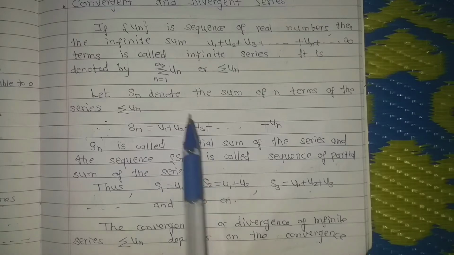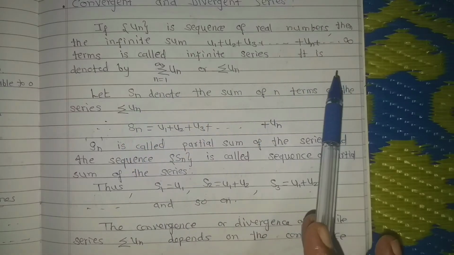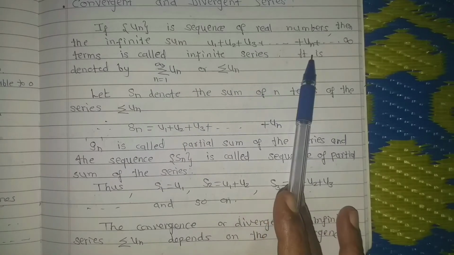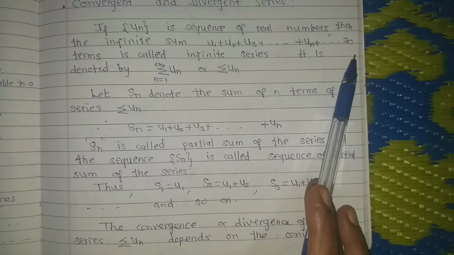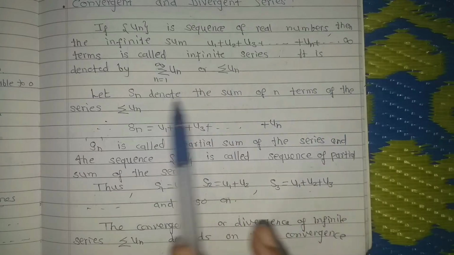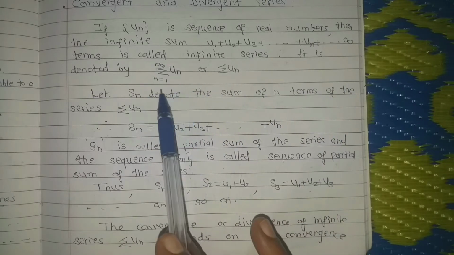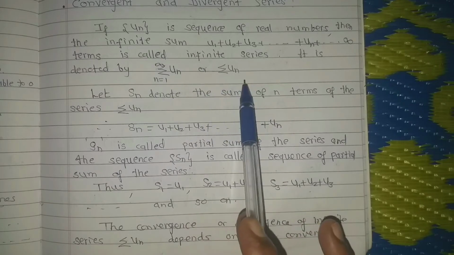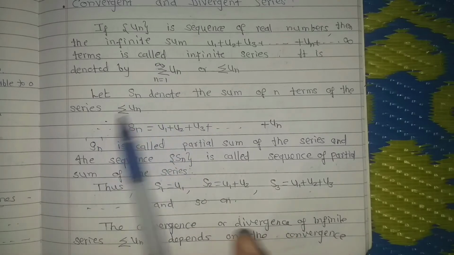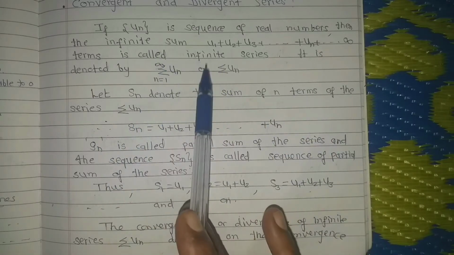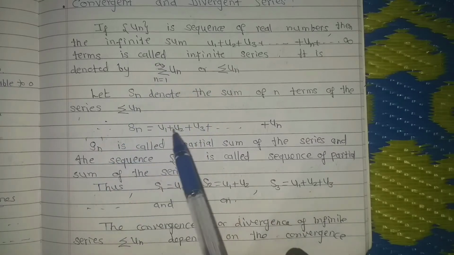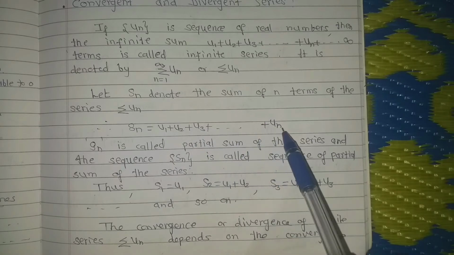That means here un is a sequence of real numbers, then the infinite sum u1 plus u2 plus u3 plus up to un plus to infinity terms is called an infinite series. It is denoted as summation of un, n going from 1 to infinity, or only summation of un. Now let Sn denote the sum of first n terms of this series. Then Sn equal to u1 plus u2 plus u3 plus up to un.